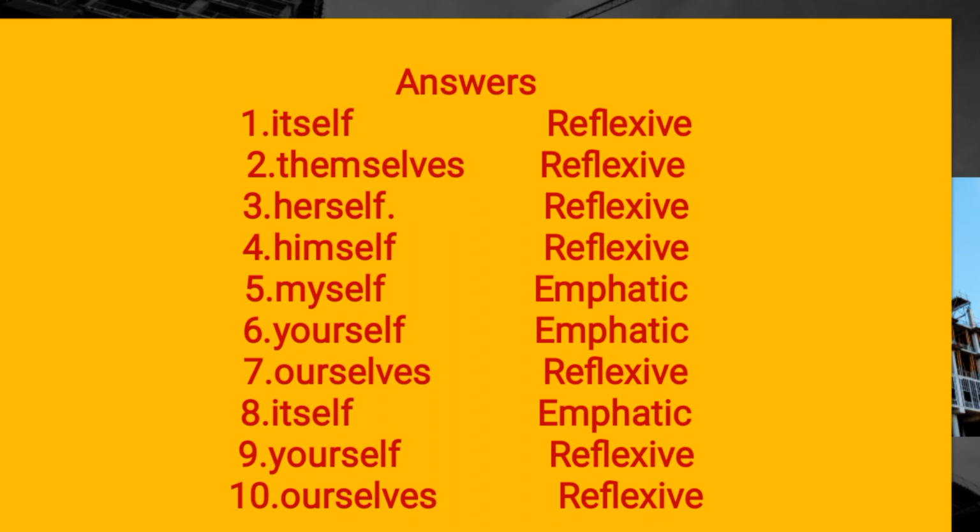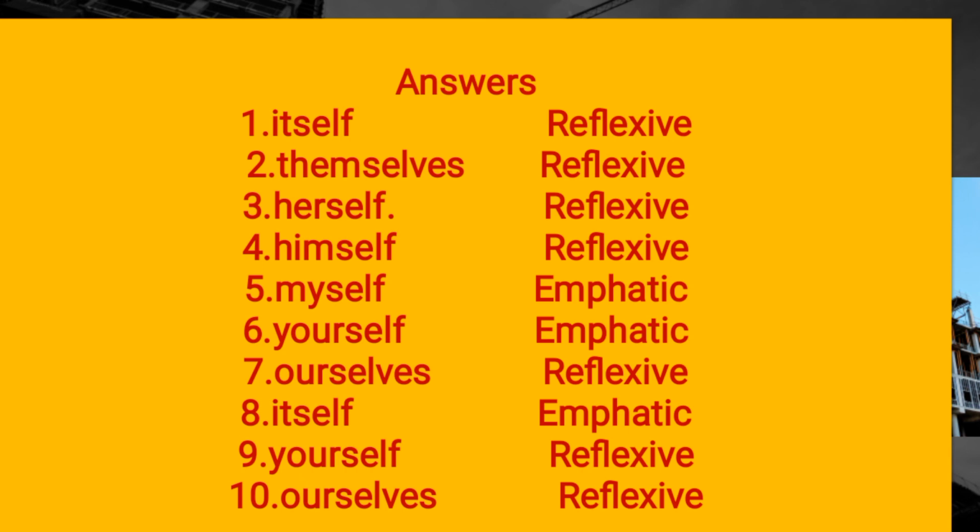I myself saw her prepare it. This is emphatic. You yourself can best investigate the matter. This is emphatic. We will listen to it ourselves. This is reflexive. The city itself is not very large. Emphatic. Take care of yourself. This is reflexive. And number 10 is: we all enjoyed ourselves. This is also reflexive. So students, fill the answers carefully in your book. Write neatly. Reflexive, emphatic, full spelling you have to write. I hope you have written the answers.